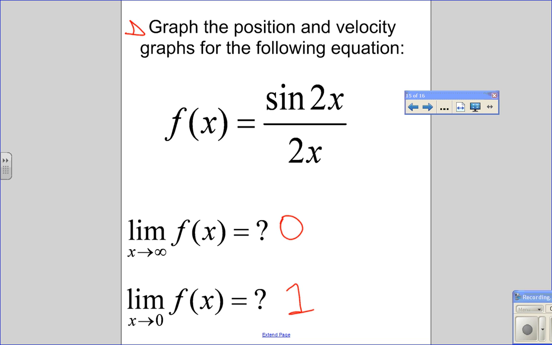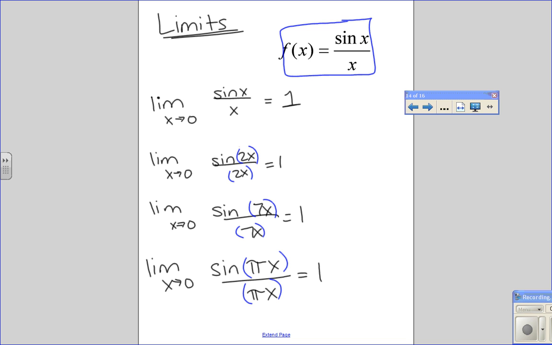I think the reason I'm including this is because I did see it on a homework assignment, in a quiz, and as part of a test that's coming up. I want to make you aware of this sinusoidal rule, where it's the inside of the sine and the bottom of the fraction. For the limit as x approaches 0, it's just 1. For the limit as x approaches infinity, it's 0. That will always be the case when it's sine of something over that something.